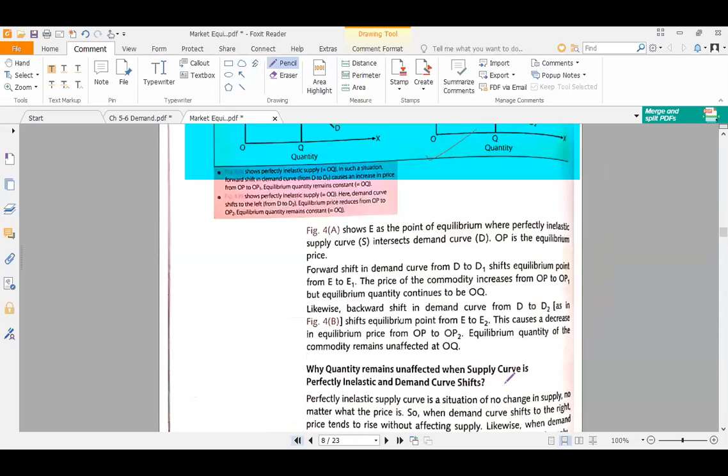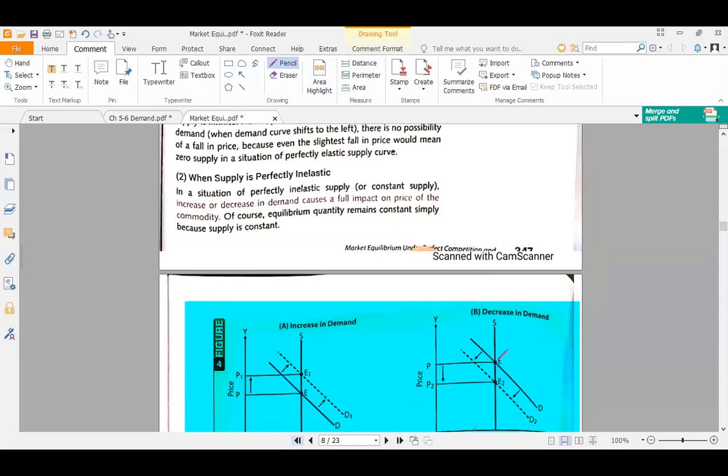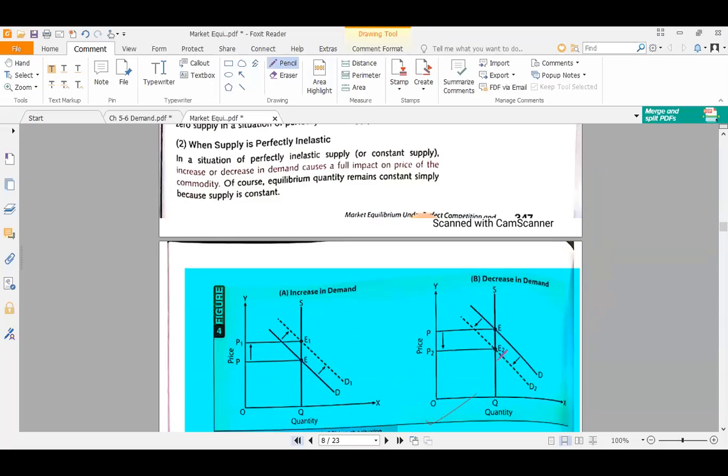We'll be continuing tomorrow. Change in supply we'll be doing tomorrow. We'll be starting it in the next class. We have done change in demand right now. Now we are going to start with change in supply, which is exactly the same as whatever we have done so far, just the change of direction of the curves, right?